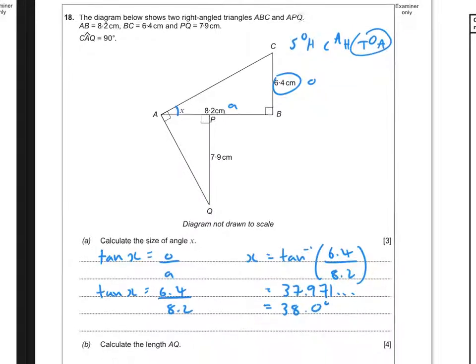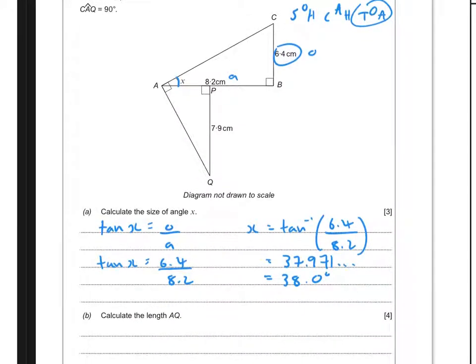For part B, we've been asked to calculate the length A to Q. So again, we're looking here at the distance from A to Q. Now, looking at what we've already been given, we know this length here is 7.9, but we're missing some information now. We need something else to give us a chance of finding this length here. So I'm going to use the fact that if this whole corner is 90 degrees, and I know that X is 38 degrees, the first thing I can do is 90, take away this 38, which will leave this angle by here.